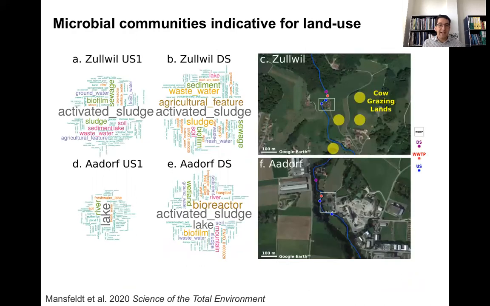But we also find that the communities sampled are indicative of land use practices and land use types found in the surroundings, shown here in these word clouds. So we could here link observed communities of bacteria to land use practices, outlining a huge potential for biodiversity monitoring.